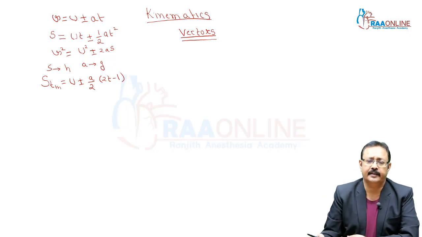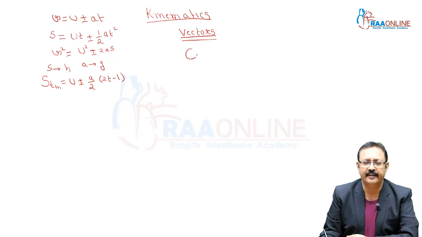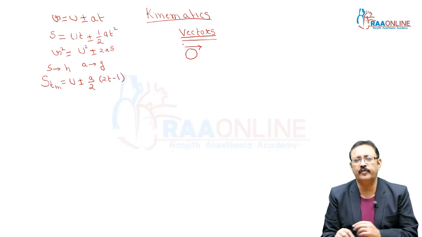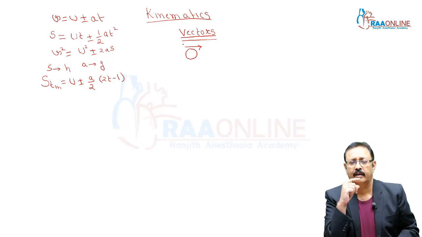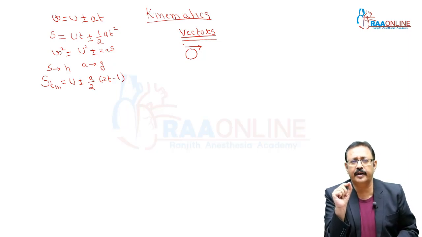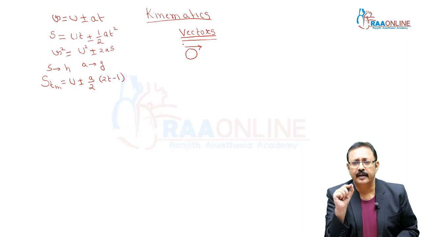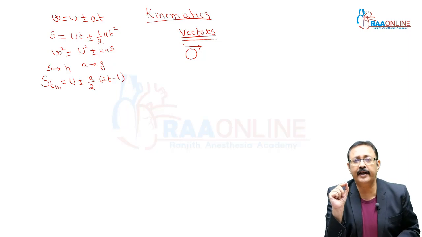In vectors, one important vector is the zero vector. Zero vector means magnitude 0. What about direction? Direction of zero vector is not defined because it can take any direction. Means infinite directions are associated with zero vector.